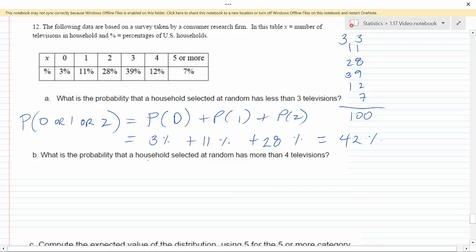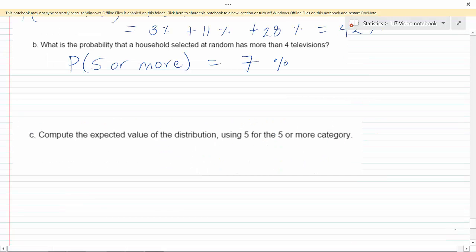In part B, what's the probability that a household selected at random has more than 4? The only option of more than 4 would be the option of 5 or more, which is 7%. In part C, we're asked to compute the expected value of this distribution.